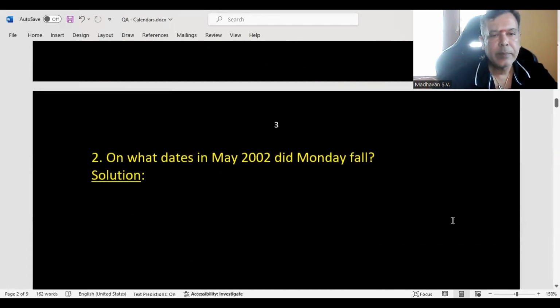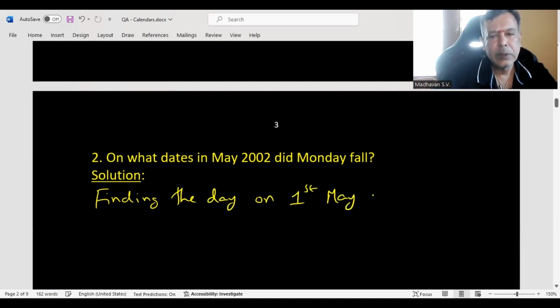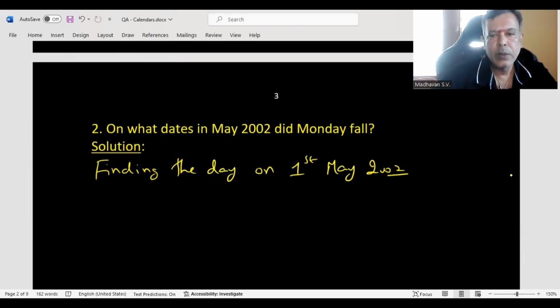On what dates in May 2002 did Monday fall? So for that, we will consider finding the day on 1st May 2002. This is 2. So less 1, we get 1. Then number of leap years, of course, if I divide 1 by 4, the quotient is 0.